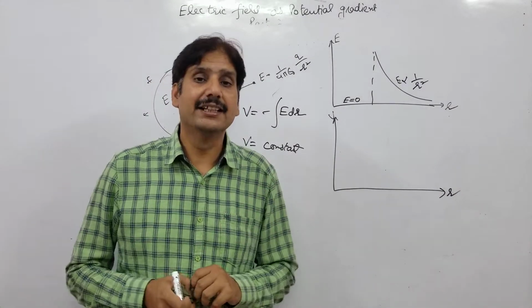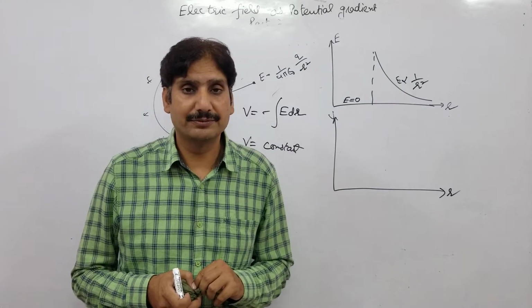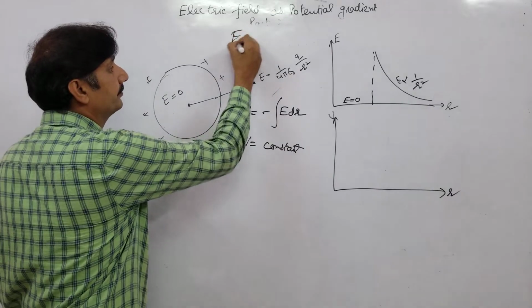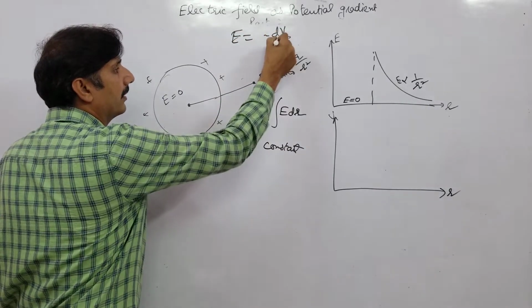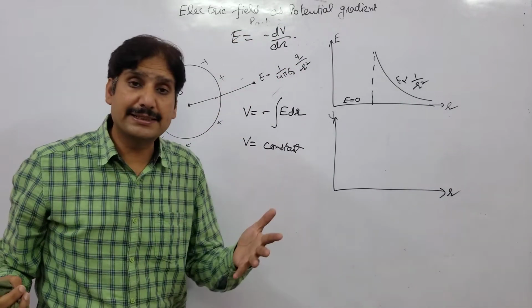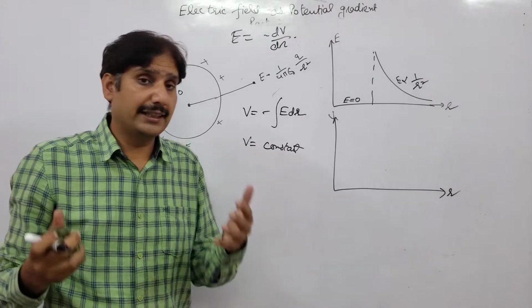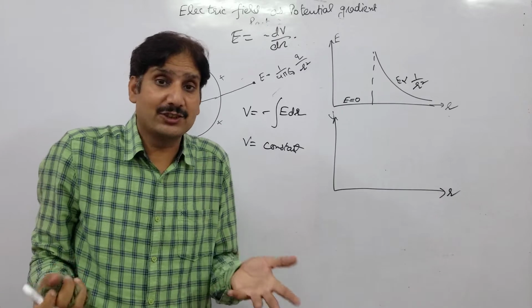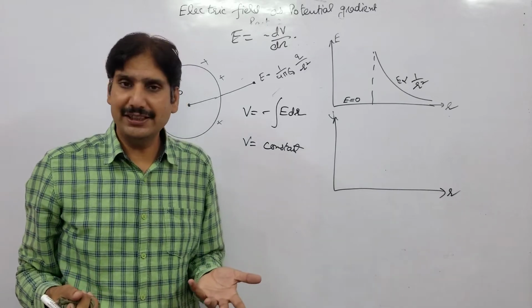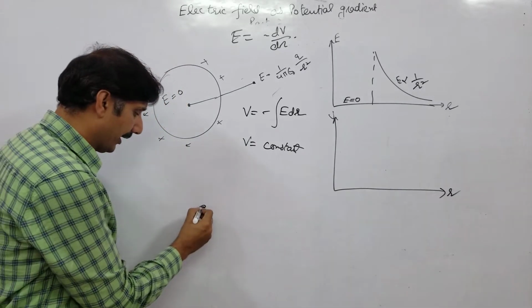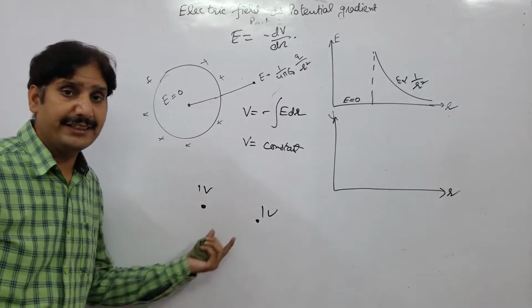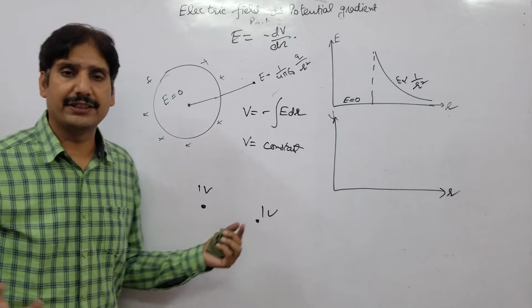This is interesting physically as well. Think of it that the electric field is basically telling me how the electric potential is varying. And if the potential is not varying at all, what would be the electric field? If this point and this point both are at 1 volt, what is the field in this region? The field would be 0.